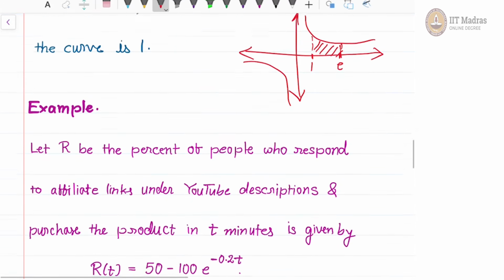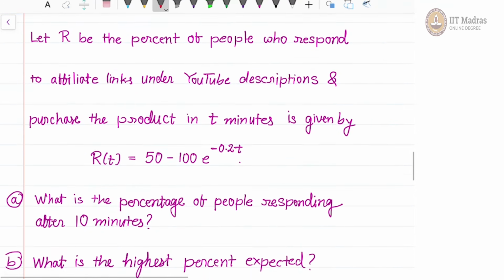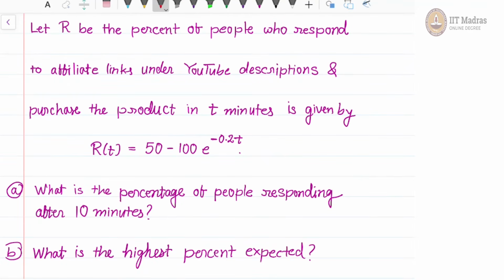So here is an example which says that let R be the percent of people who respond to affiliate links under YouTube descriptions and purchase the product in T minutes, and that particular purchasing is a function of time. It is given as R(T) is equal to 50 minus 100 times e raised to minus 0.2t.